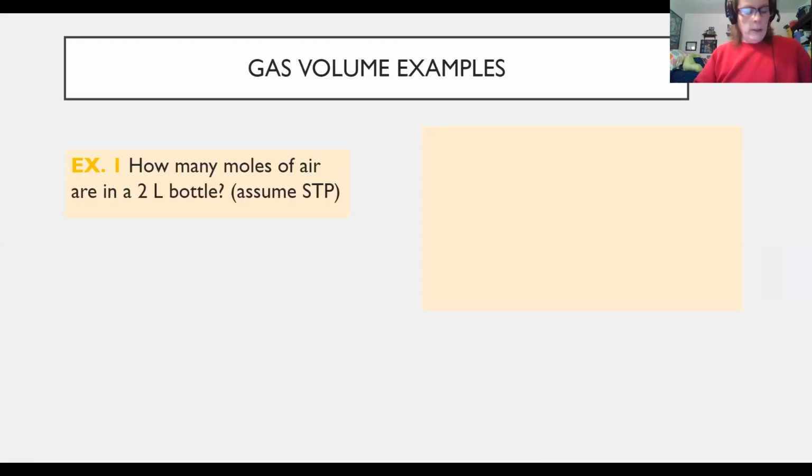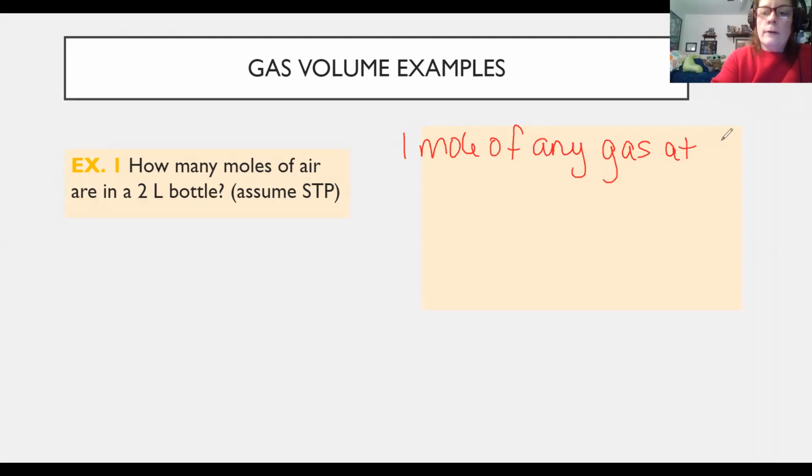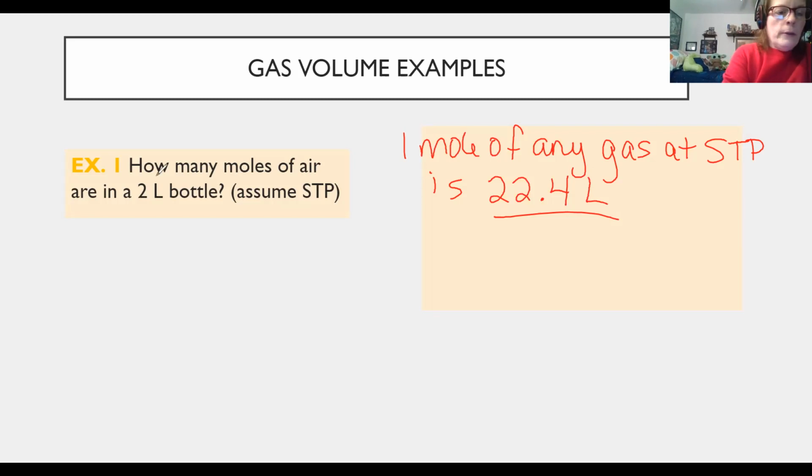All right, so let's take a look at this one right here. How many moles of air are in a 2-liter bottle? Assume STP. Let me get my annotation tools up. Here we go. All right, so remember we said 1 mole of any gas at STP, standard temperature and pressure, is 22.4 liters. All right, so they said we have a 2-liter bottle.